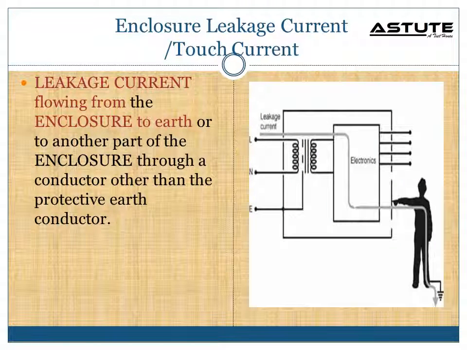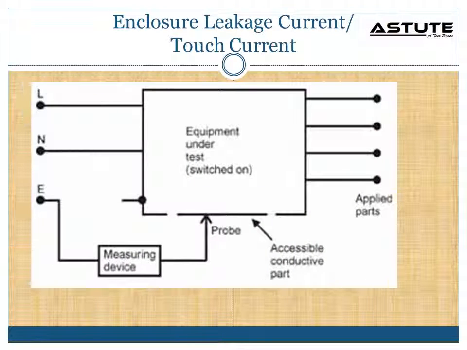Enclosure leakage current is also called touch current. Leakage current from the enclosure or other parts, excluding applied parts, that are not connected to a protective earth conductor, is called enclosure or touch current. This is the enclosure leakage current measurement method.